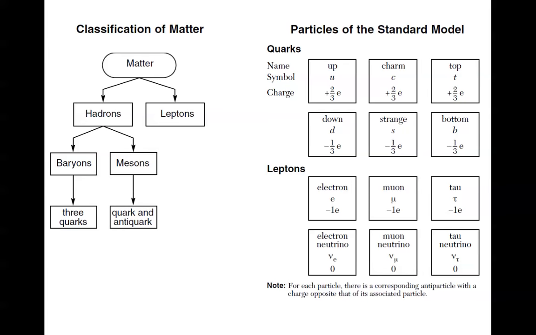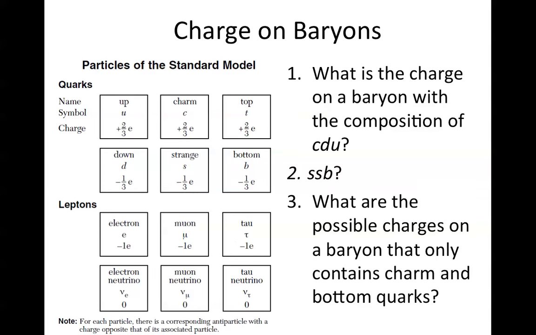Alright, so first we're going to look at baryons. Baryons have 3 quarks. They could have any of the 3 quarks. Certain particles are more common, such as the proton and neutron, but we could put these together in different orders. So let's look at a couple of examples. Let's first look at the charge on a baryon with a composition of CDU. So it has a charm particle, a down particle, and an up particle, a CDU.